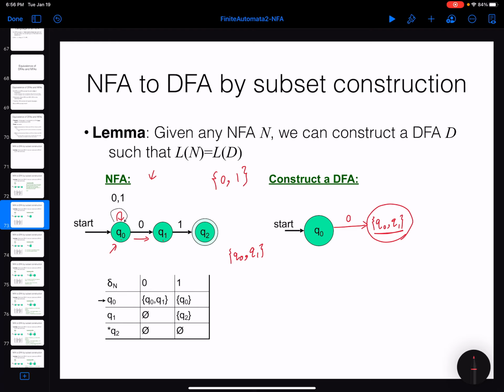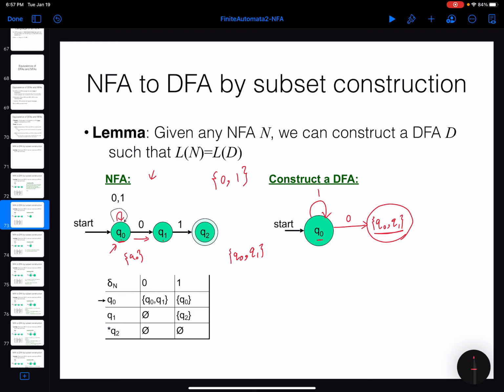The other possibility is that, okay, what would happen if I'm at Q0 and I see 1? By looking at your NFA, you will see that if you are at Q0 and you see a 1, the only possibility is that you stay at Q0. Do I need to create a state for that? I don't, because I already have a state that shows that possibility, that situation. So I will just add the transition and say that, okay, by transition 1, I will stay at Q0. So I'm done with all the transitions for Q0.